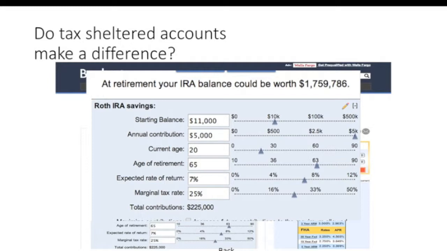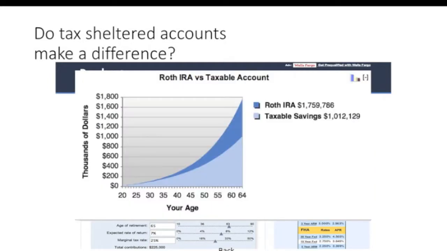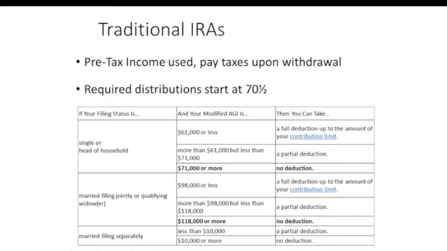As you can see, a standard $5,000 a year contribution for 45 years with a 7% return will be $744,000 smaller in the taxable account than in the Roth IRA. That does not seem like pocket change that you want to give up. Let's start with traditional IRAs.